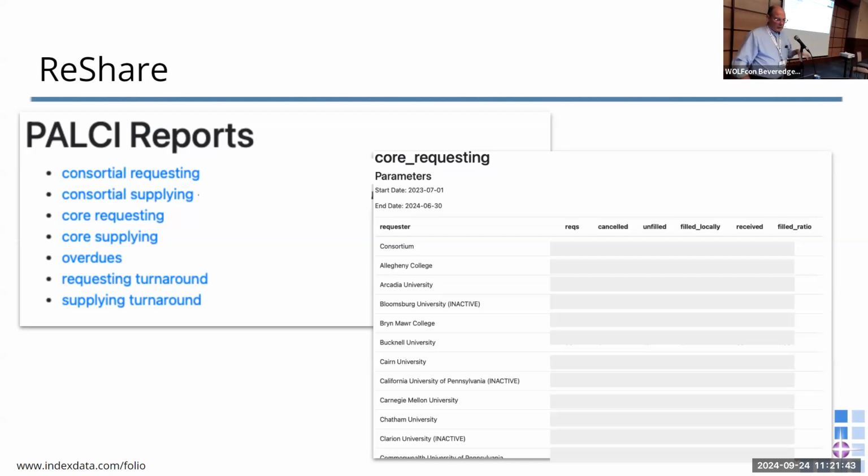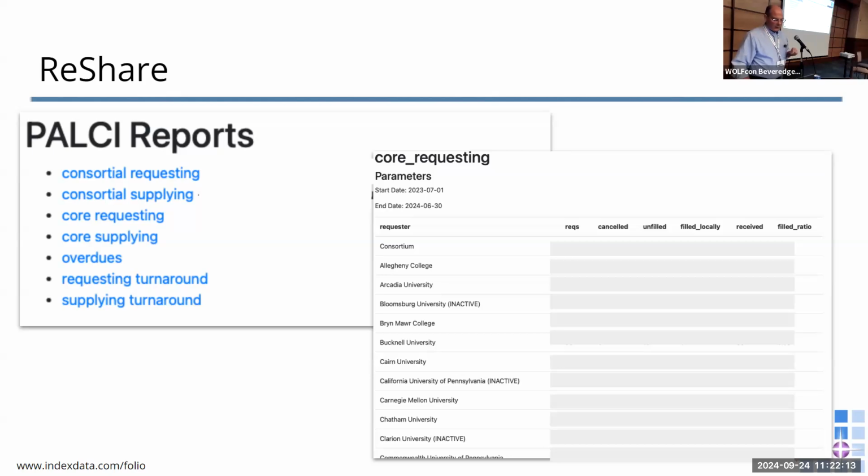ReShare is based on similar technology as Folio, but it doesn't use all of the same standards for the technology base underneath, and patterns that are used in Folio aren't always used in ReShare. And so there was that kind of difference.